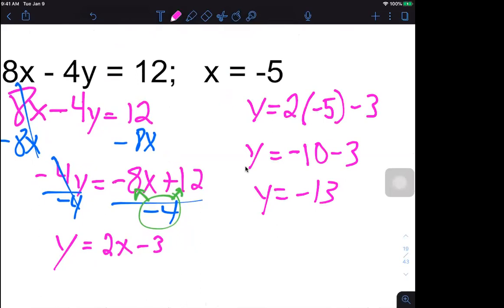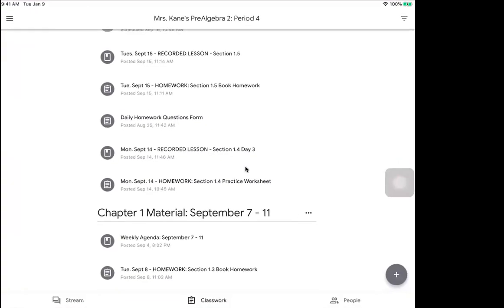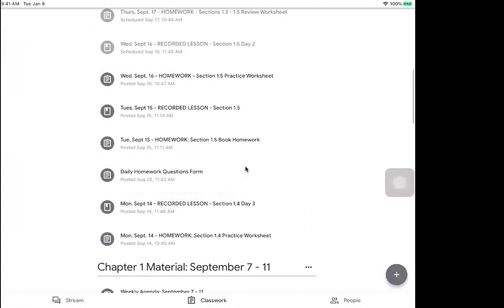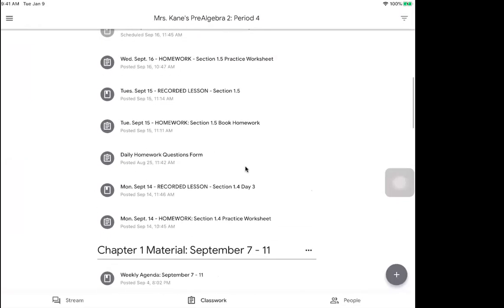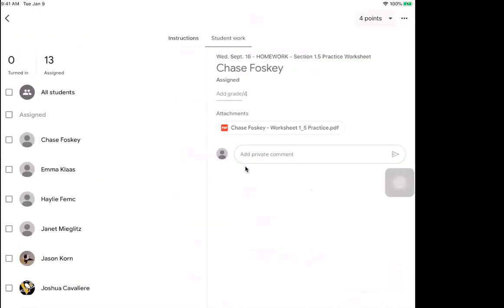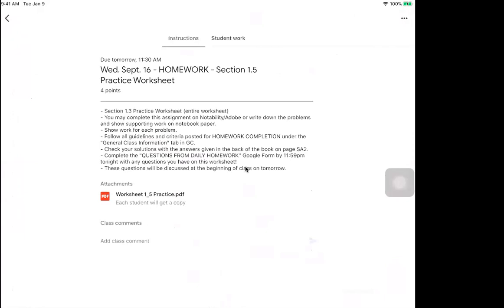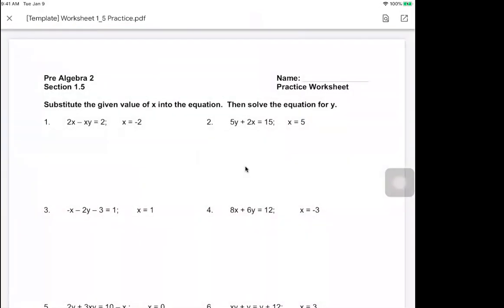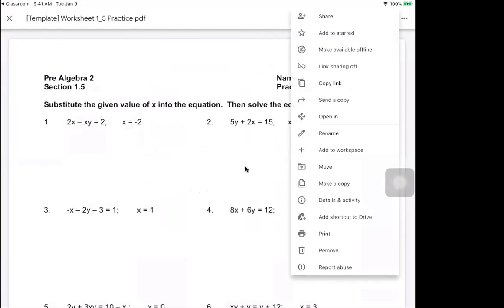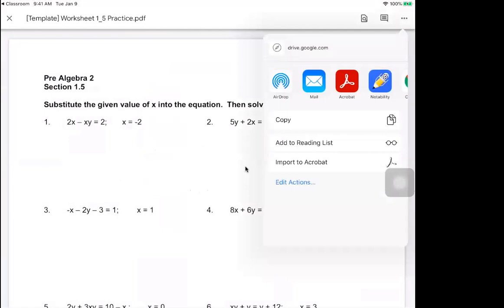So that's it for the notes. Now we're going to go over to our homework. So I want to keep you on. So on Google Classroom, if you go in, you look for today, it says homework, section 1.5 practice worksheet. So if we go ahead and pull that up, if you want to bring it over to Notability or Adobe, or if you want to either print it out and do it on paper.